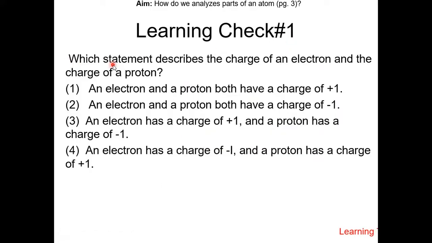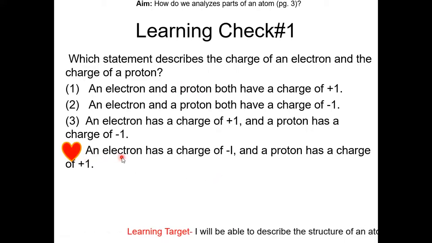Learning check number 1. Which statement describes the charge of an electron and the charge of a proton? Pause the video and resume once you have the answer. So if you were paying attention, this should be fairly straightforward. The answer is 4. An electron has a charge of negative 1 and a proton has a charge of positive 1.